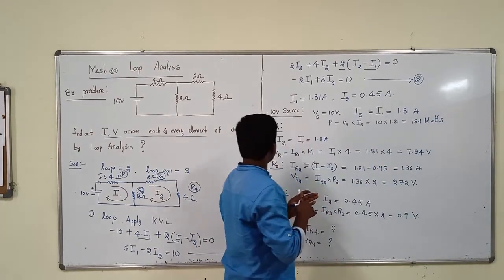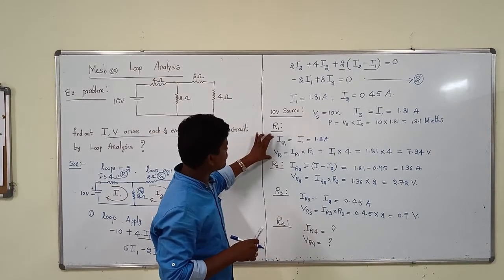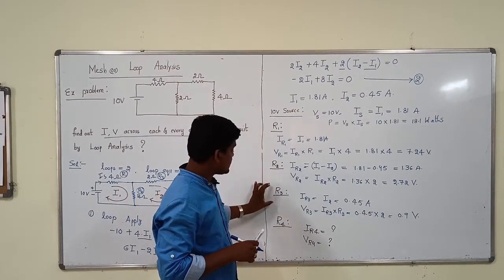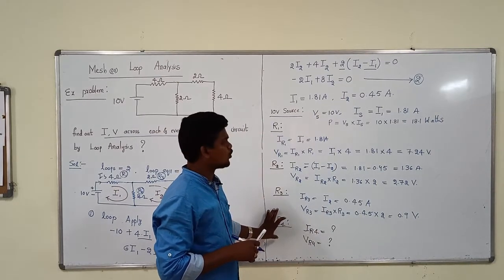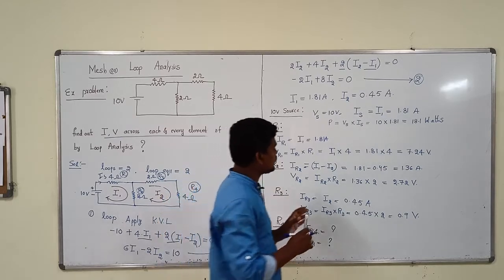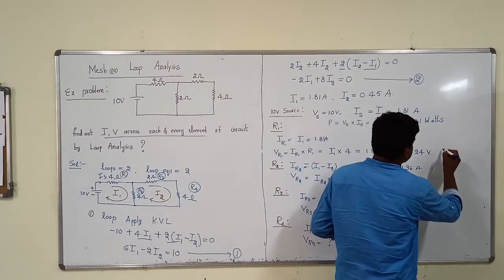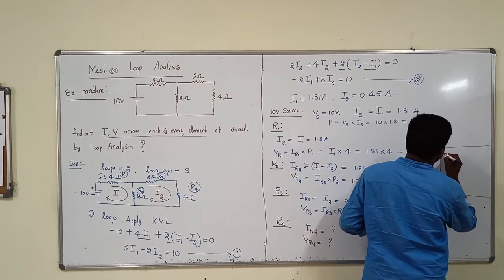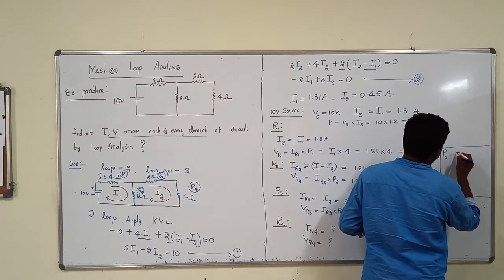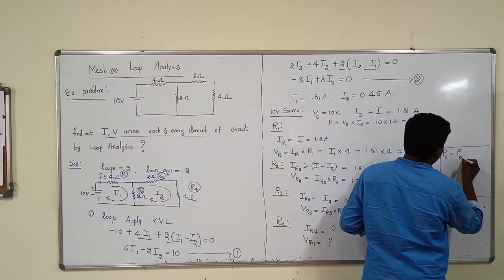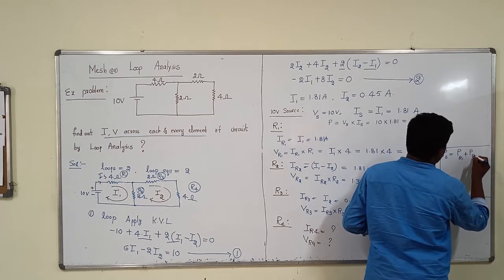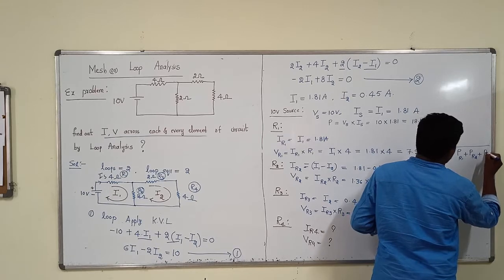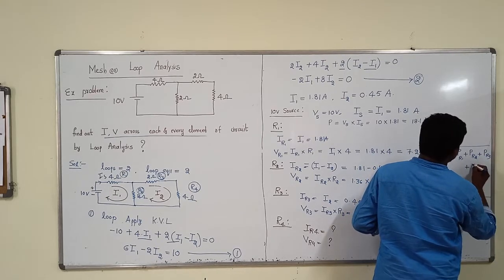And you can find out each and every element's power: resistor 1 power, resistor 2 power, resistor 3 power, resistor 4 power. Finally you have to get this: the power of the source will be equal to the power received by R1, the power received by R2, the power received by R3, and the power received by R4.